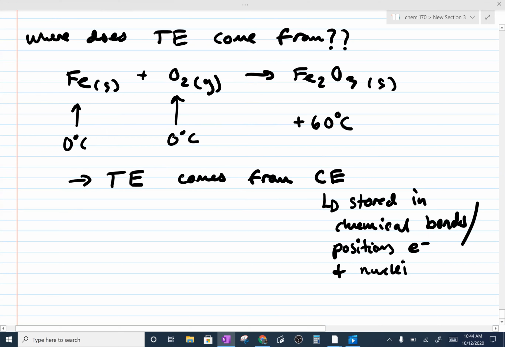Okay, so we're rearranging these nuclei and electrons, and that rearrangement results in a decrease in energy, so you're lowering the energy of the system. The difference in energy from the starting point to the ending point is large, and so it releases that energy. That energy has to go somewhere. It can't just disappear, so it gets released into the surroundings. Okay, so that's where the thermal energy is coming from.